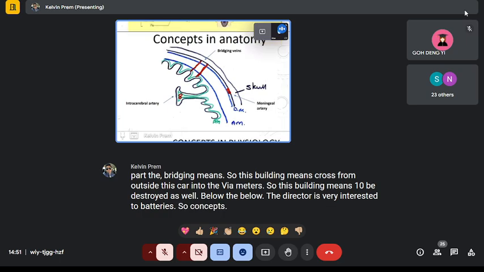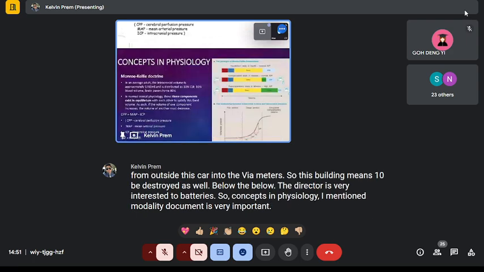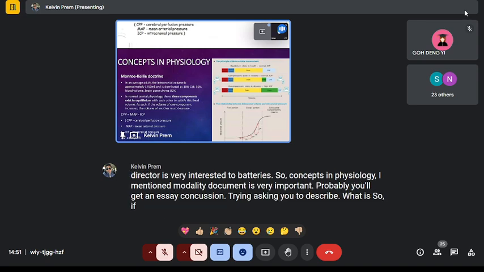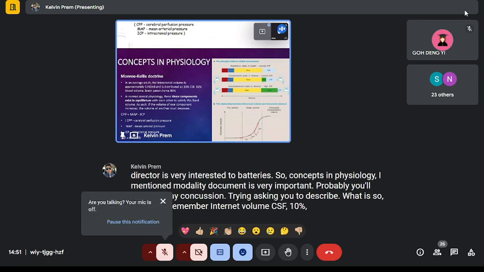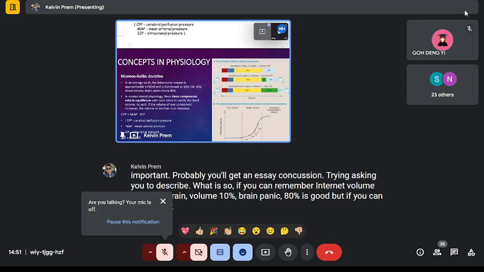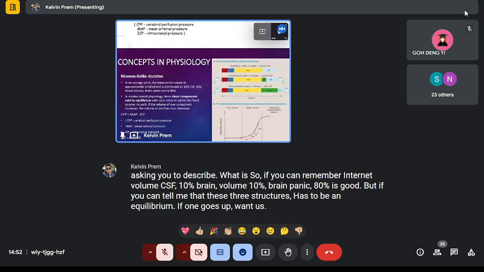Concepts in physiology: I've mentioned the Monro-Kellie doctrine is very important. Probably you'll get an essay question asking you to describe what the Monro-Kellie doctrine is. If you can remember intracranial volume, CSF 10%, blood volume 10%, brain parenchyma 80%, that is good. But if you can tell me that these three structures have to be in equilibrium, if one goes up, one has to come down, that is good enough.